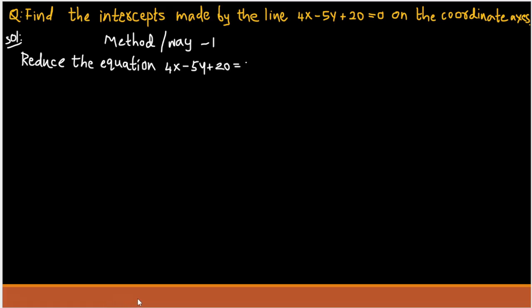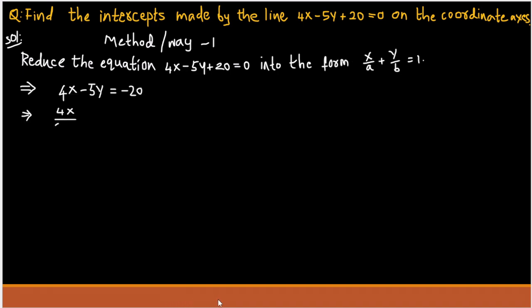Reduce the equation 4x minus 5y plus 20 into the form x by a plus y by b is equal to 1. Here x by a plus y by b is equal to 1 is said to be the intercept form of a line equation. So let's solve this equation. Here we have 4x minus 5y is equal to 20.